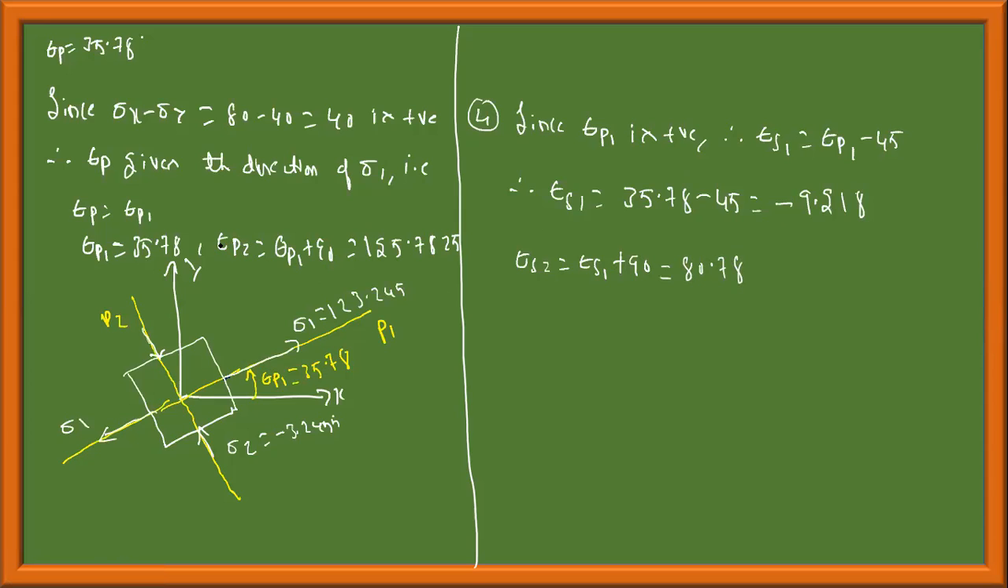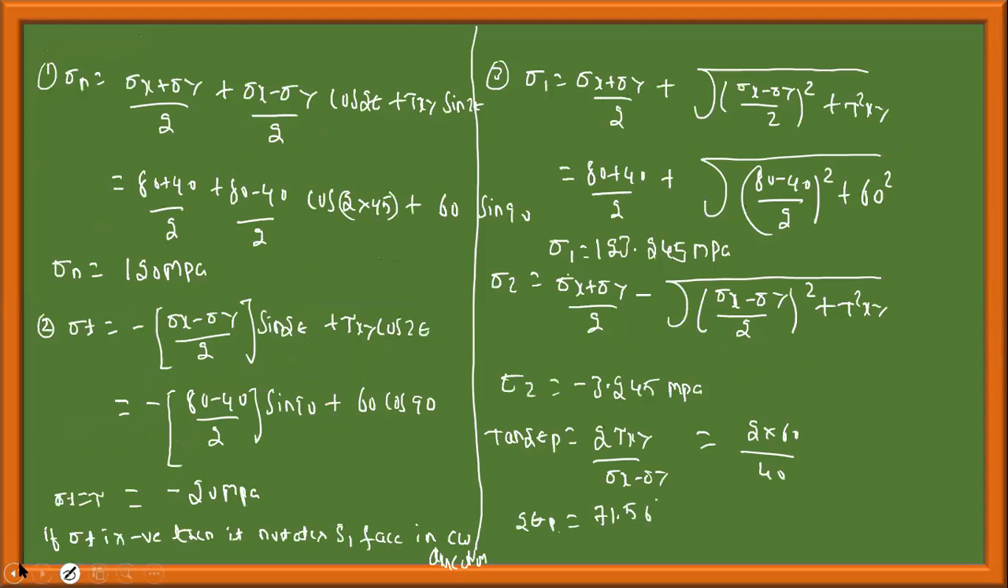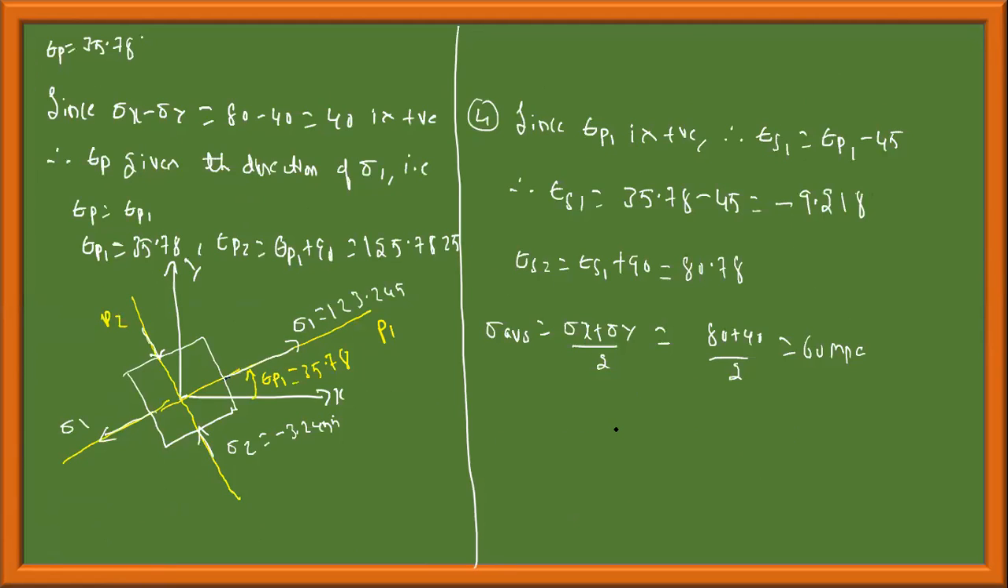These planes are also accompanied with normal stress. That normal stress is given by sigma average, which is equal to sigma x plus sigma y by 2, which is equal to 80 plus 40 by 2, which is equal to 60 MPa. Now, we already came to a conclusion that sigma t is minus 20, therefore it will rotate S1 plane in clockwise direction. Let me represent that.